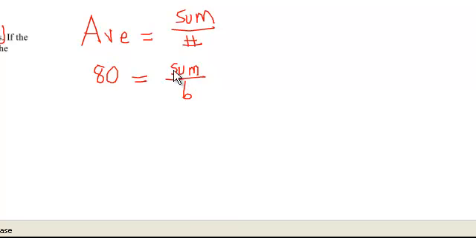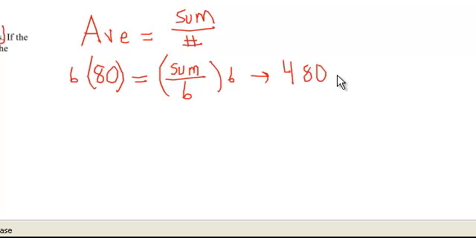But once we've plugged in 2 elements in the equation, we can solve for the third. How do we do that? Multiply both sides of this equation by 6, and then we can solve for sum, right? Well, 6 times 80 is going to give us 480. And the 6's will cancel out on the right side, and we're left with 480 equals the sum. And I'll put a little sub 6 here just to indicate that this is the sum of the 6 teams.